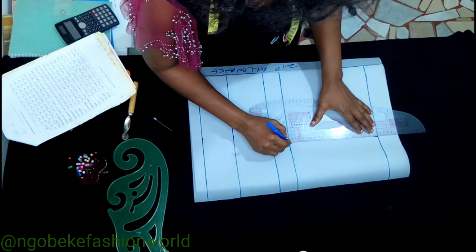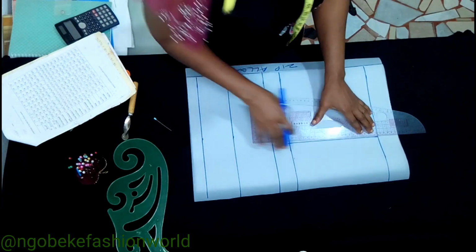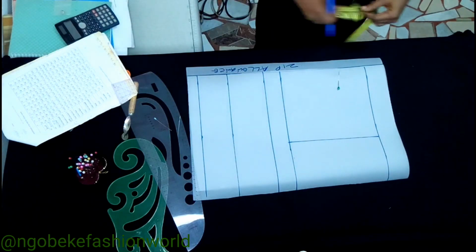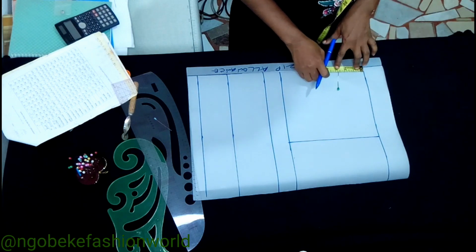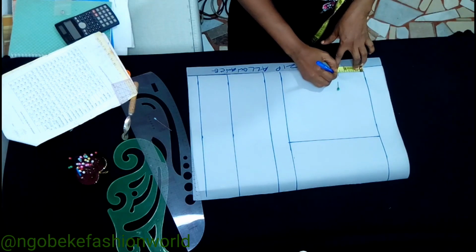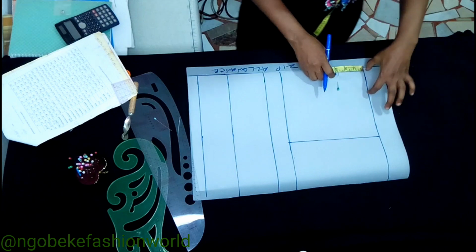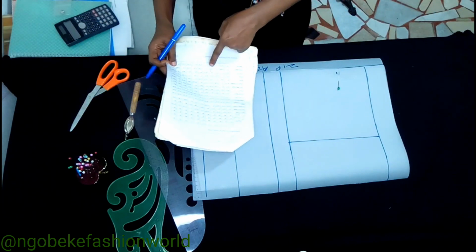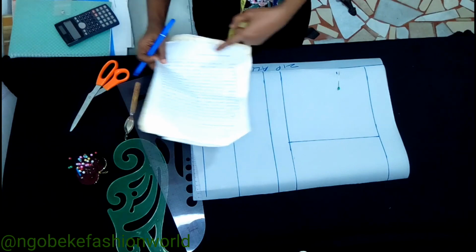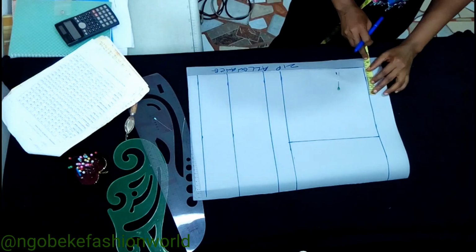So I'll connect. Okay, so the next thing, let me mark my neck width and neckline. For the neckline, I will mark 3 inches. For the neck width, there's a formula for it. In my standard measurement, I have it at 2 3/4, but I'm going to use 3 by 3.